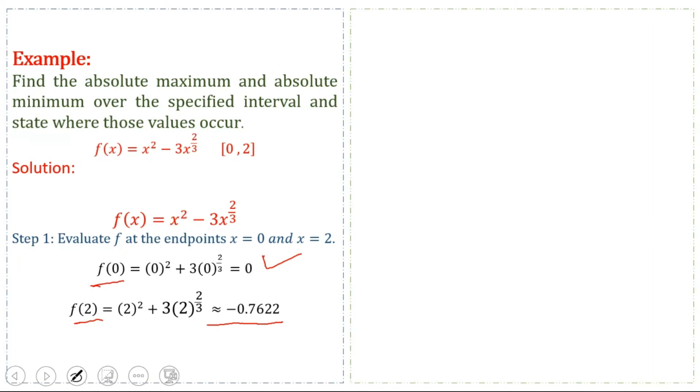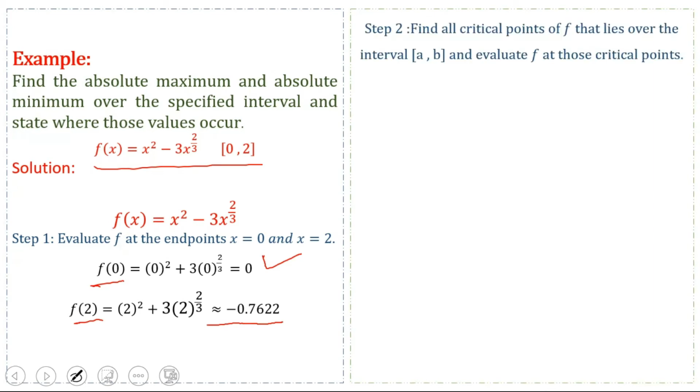0 is 0, and at x is equal to 2 the value of the function is approximately equal to minus 0.7622. Okay, next step we find all critical values of the function, and then we evaluate the value of the function at those critical points. So step 2 is find all critical points of the function that lie over the interval. Okay, this is the open interval, and evaluate f at those critical points.